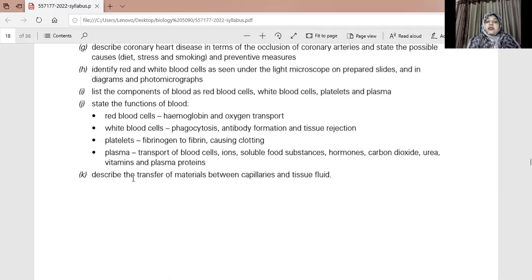Okay, describe the transfer of materials between capillaries and tissue fluid. For this one, although the meeting time is almost over, I will give you the detailed explanation of this topic in the next class.